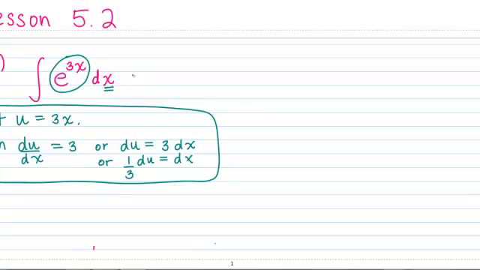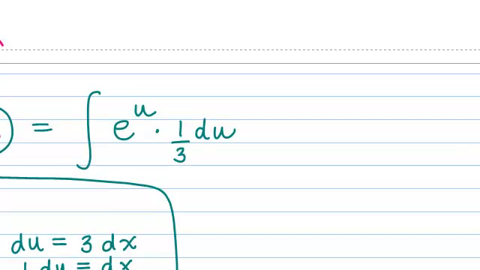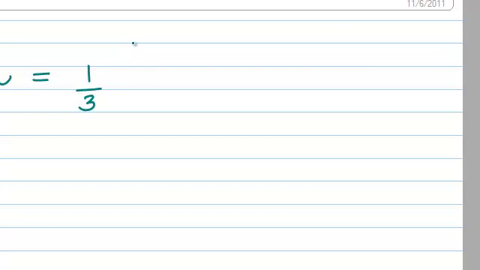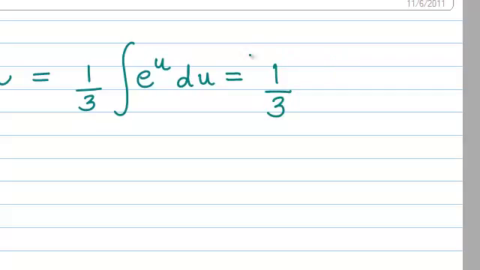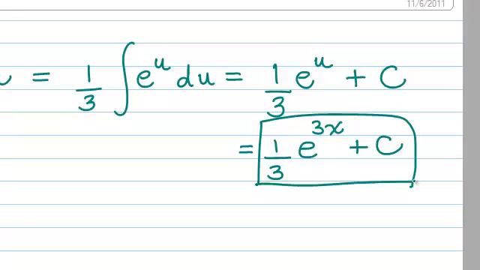Okay, now watch what happens. 3x is replaced with u. dx is replaced with 1/3 du. The new integral becomes 1/3. We can pull out scalars, e to the u du, and in our previous lesson we discussed that the antiderivative of e to a power with respect to that power is itself, and then the antiderivative is generalized with a constant, and then we can go back and rewrite the integral in terms of the variable x by resubstituting the value of u. Okay, so that's just one example of substitution.